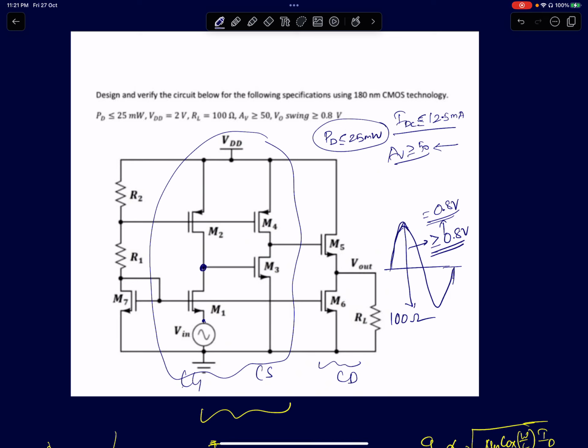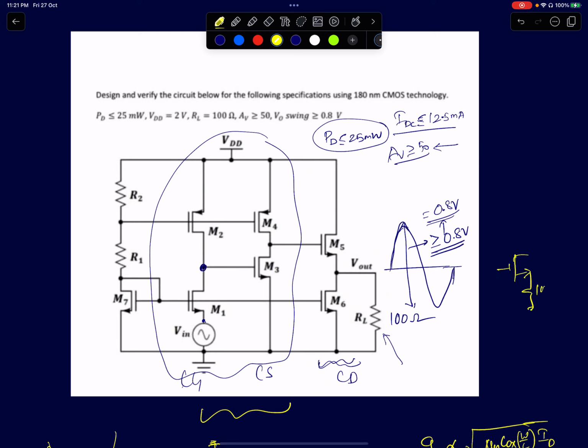Okay, especially in strong inversion region. The third stage is a common drain stage driving a resistive load. When you're driving a resistive load with a common drain amplifier, here the resistor is 100 ohms, I can assume that my R0 is going to be in the order of a few kilo ohms or even close to tens of kilo ohms. So then I can ignore R0 in calculations.